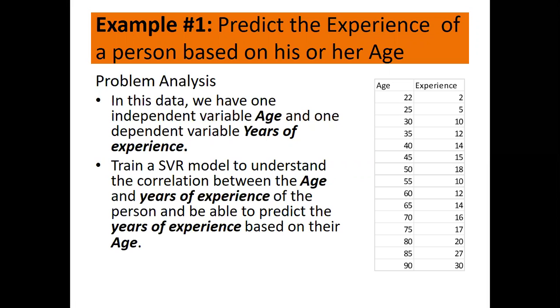Now, we are going to train our SVR model to understand the correlation between the age and the years of experience of the person, and we'll be able to predict the years of experience based on their age. Now this is the data set. This is just a sample data set. You can see there are 15 records. This is just a sample data set to show you all how to implement it. You can use your own data set and work on it.